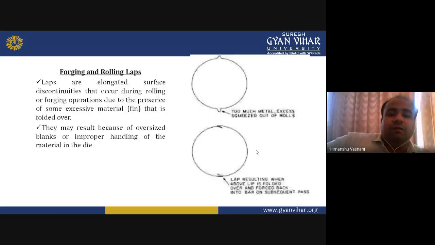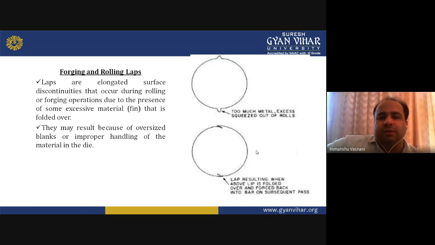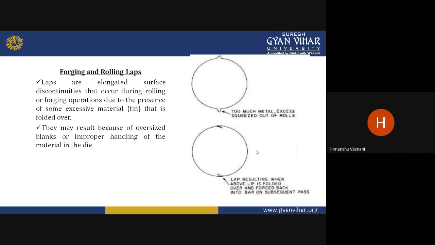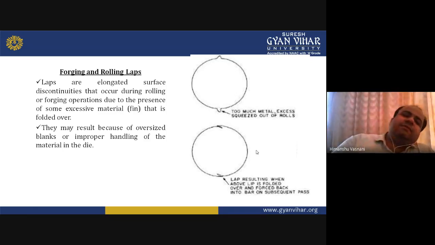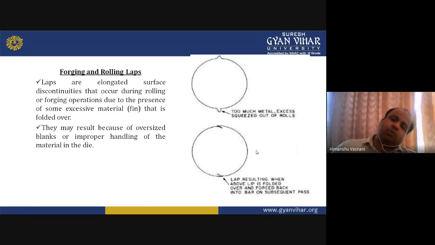Okay. Now forging and rolling laps, very important. These are the most commonly found discontinuities. Laps are elongated surface discontinuities that occur during rolling or forging operations due to the presence of some excessive material film that is folded over. Laps have excessive material. So the excessive material is coming out due to the squeezing process in the rolling.